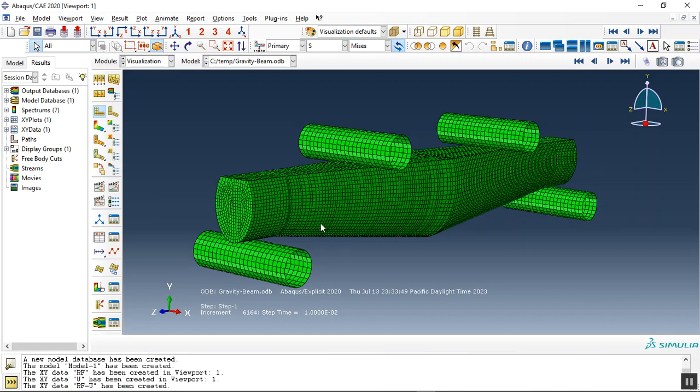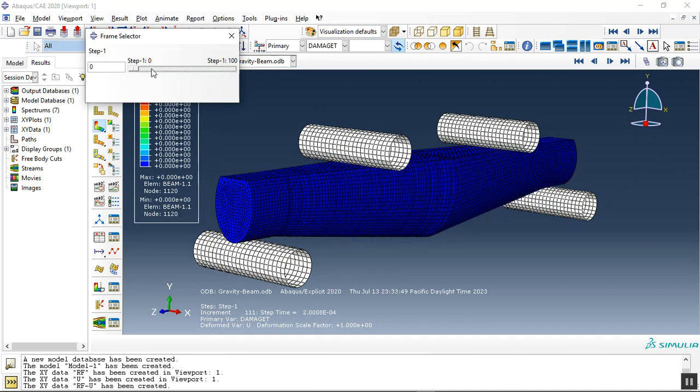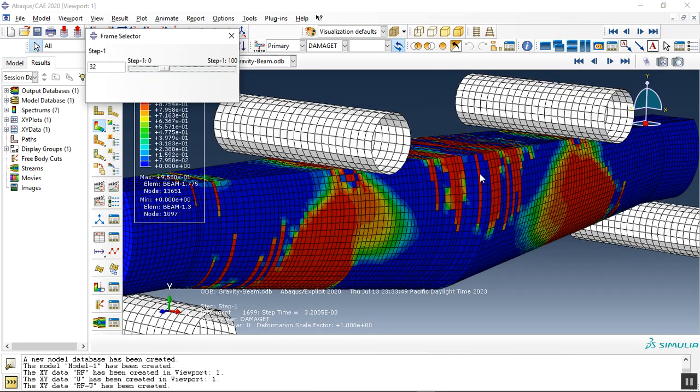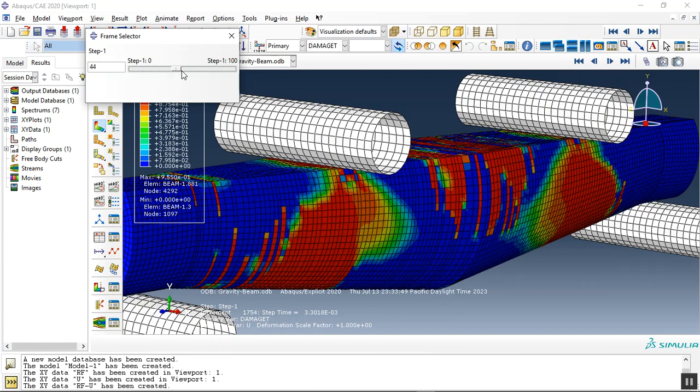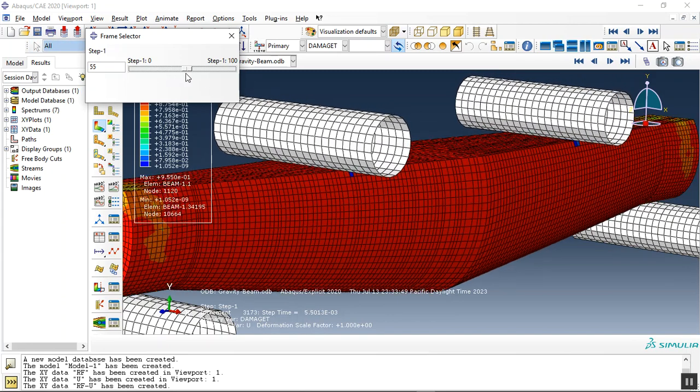This is the gravity beam, and we can request here the compressive and tension damage. See the tension damage here. Let me use this frame by frame. The damage happens now here, and these are the cracking. You can see the tensile cracking here, and the deformation also.